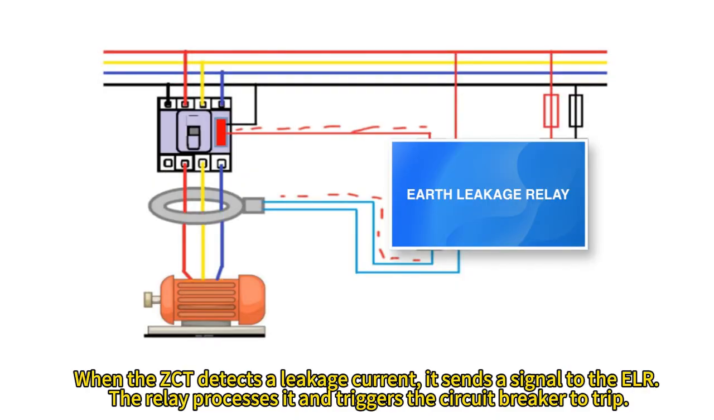When the ZCT detects a leakage current, it sends a signal to the LR. The relay processes it and triggers the circuit breaker to trip.